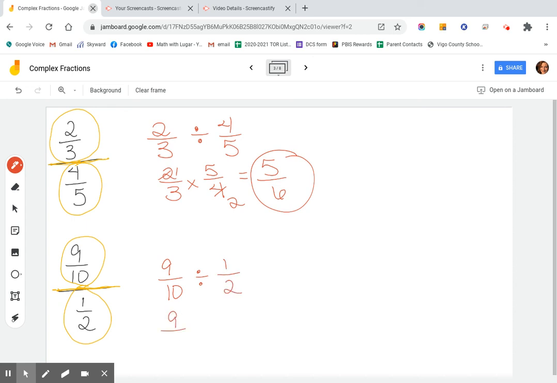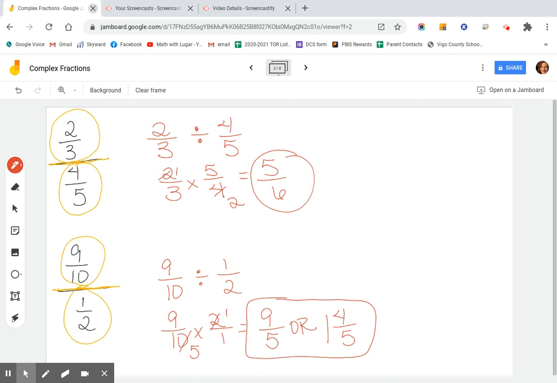From there, you keep it, you change it, and you flip it. So you can get 18/10, or you can cross reduce. That's going to give you 9/5. And I'm okay with that. Or if you want to convert it, 5 goes in there one time with 4 leftovers. 9/5 or 1 4/5 for that one.